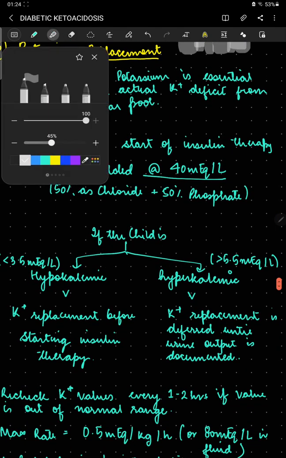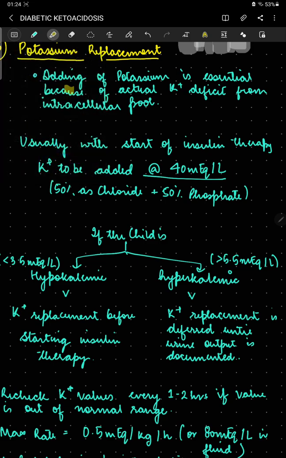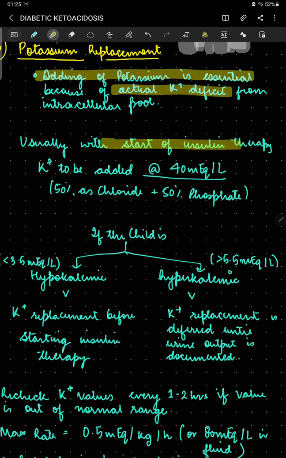Now coming on to the potassium replacement, we all know that adding potassium is essential because of the osmotic pull of the water. There is actual potassium deficit from the intracellular pool, right? And usually the potassium replacement starts with the insulin therapy. Potassium has to be added at the rate of 40 milligrams per liter, out of which 50% should be chloride and 50% should be phosphate.